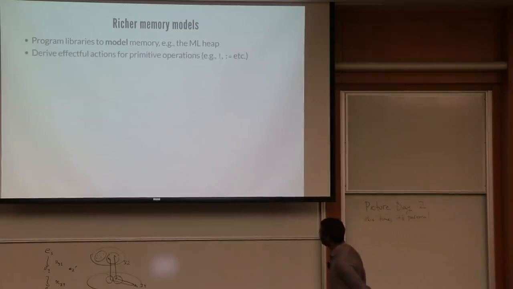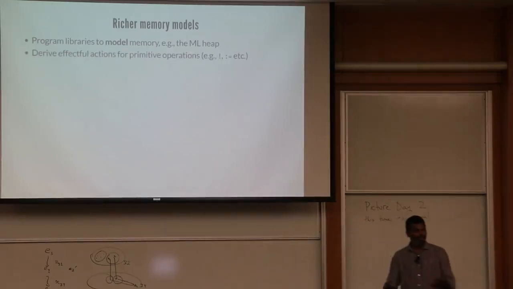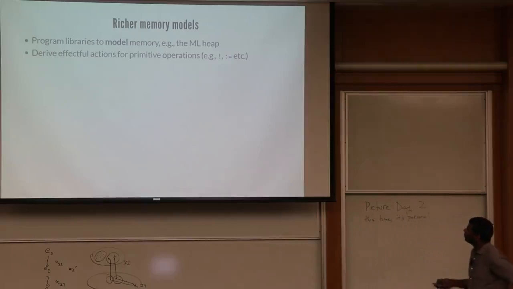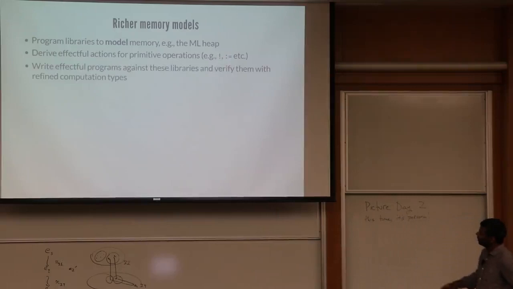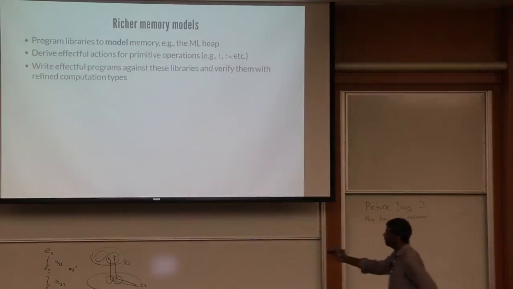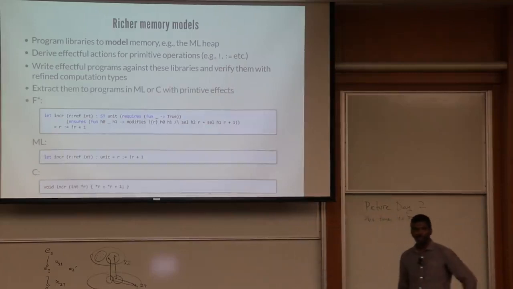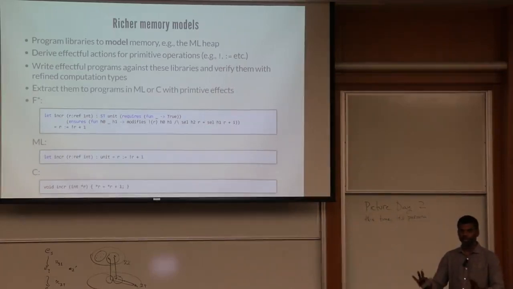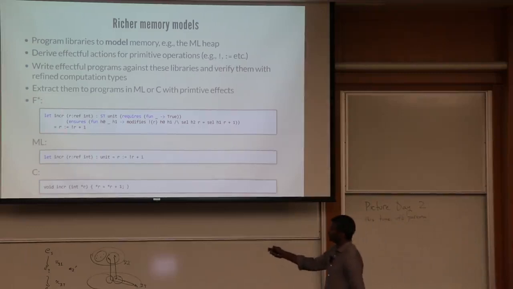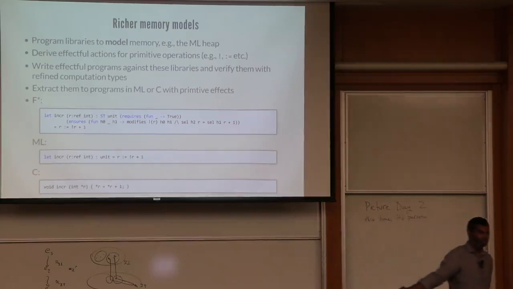So you don't want just this monolithic get and put. You want a richer model of state, with dereference and assignment and whatnot. The general philosophy here is that you model the state using effectful libraries in F*, and then you can write stateful programs like this, and extract them to primitive effects in ML, because the libraries have been used as a model of the ML memory model. Okay?